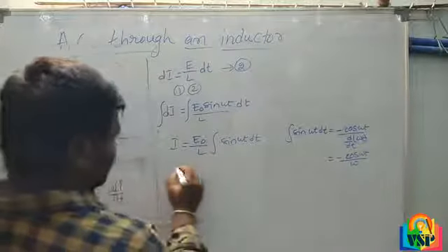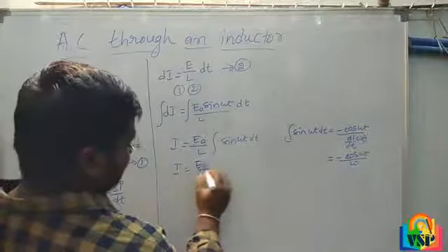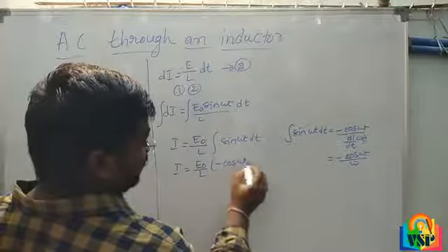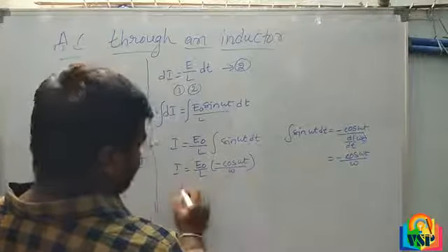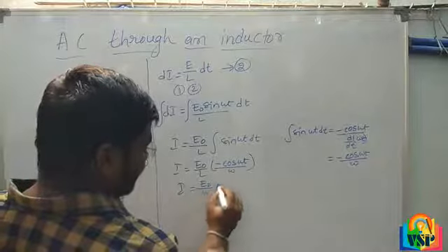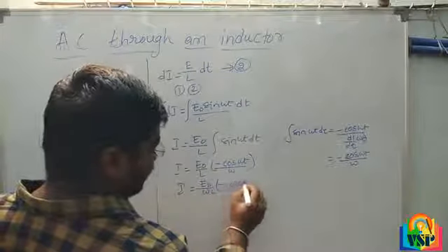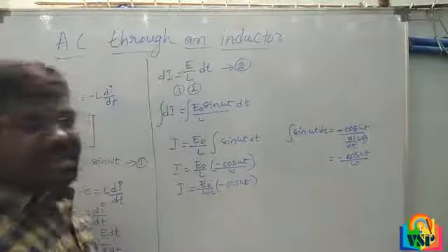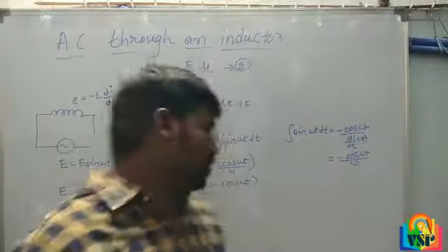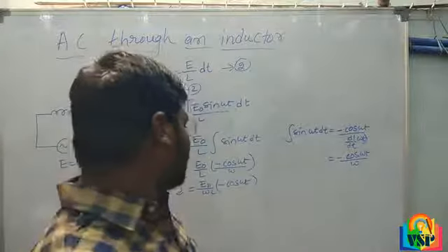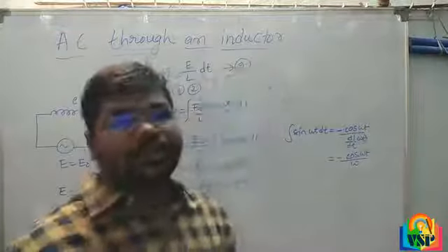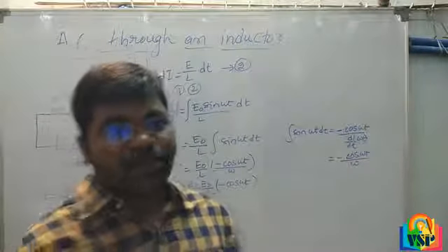Okay, understand? I is equal to E naught by L into minus cos omega t divided by omega. Rearranging this, I is equal to E naught divided by omega L into minus cos omega t. Okay, understand? Here we can change a small thing.